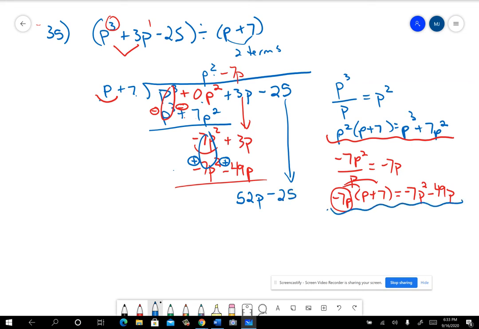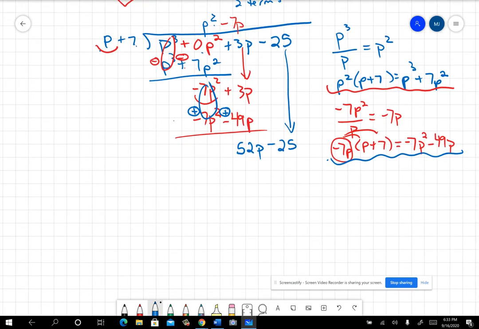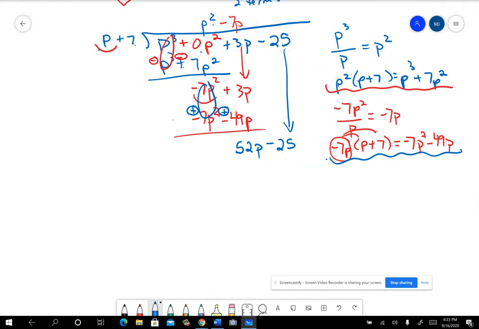We'll follow those steps that we always follow. We'll have to do it 3 times. All right, so we go back to the p, but we're going to divide it into the 52p. And we get just 52. That goes right here. So when I multiply back, this is why I needed a calculator. I knew the number got big on this one. I have to multiply back by p plus 7. So I'll get the 52p.